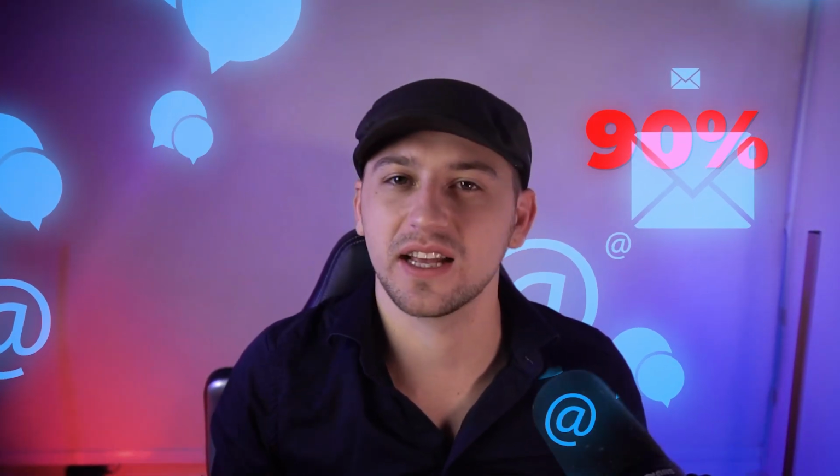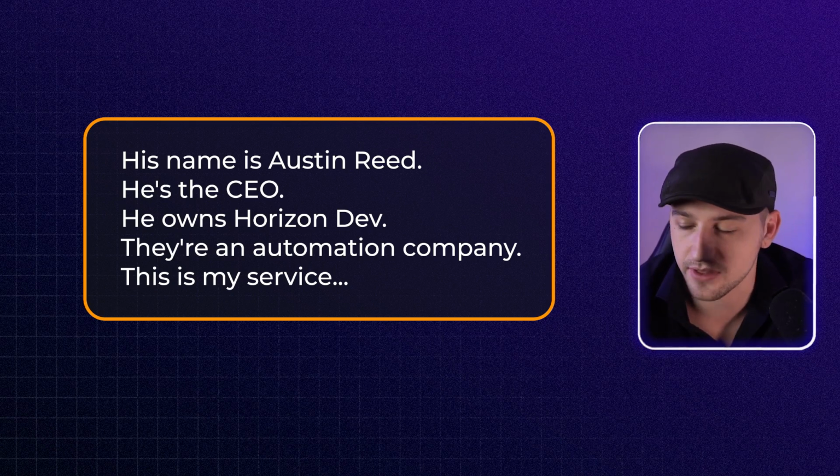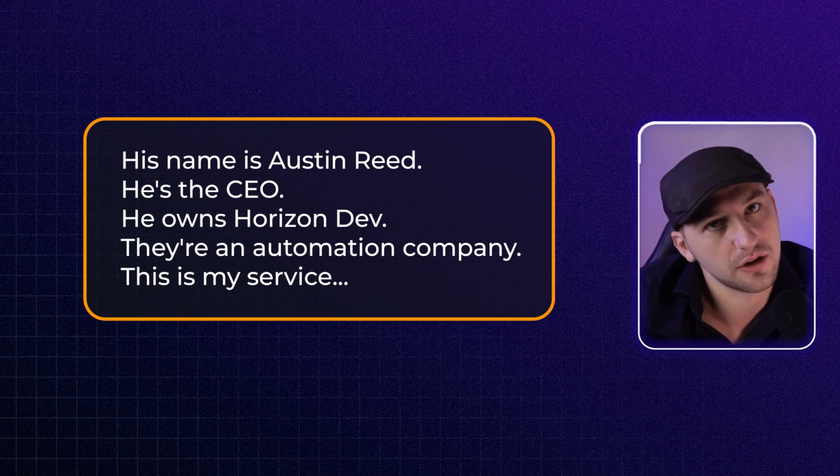So why is 90% of the outreach messages that you get on LinkedIn or email day to day so bad? What about their messaging is different from some more advanced sales teams and some things that I'm getting into as well? Well, there's a lot of things. For one, the not so advanced sales team, what they'll do is they'll feed an AI a message. They'll say, hey, his name is Austin Reed. He's the CEO. He owns Horizon Dev. They're an automation company. This is my service. Generate a message.